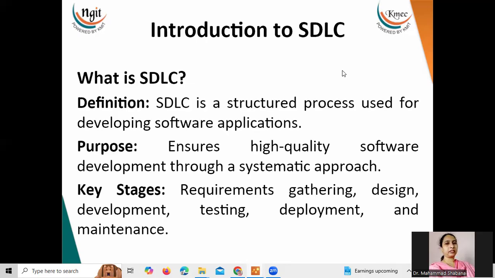Let's start by understanding what is SDLC. SDLC stands for Software Development Lifecycle. It is a systematic process used by software engineers to plan, create, test, and deploy a software system. The key objective is to deliver high-quality software that meets customer expectations.